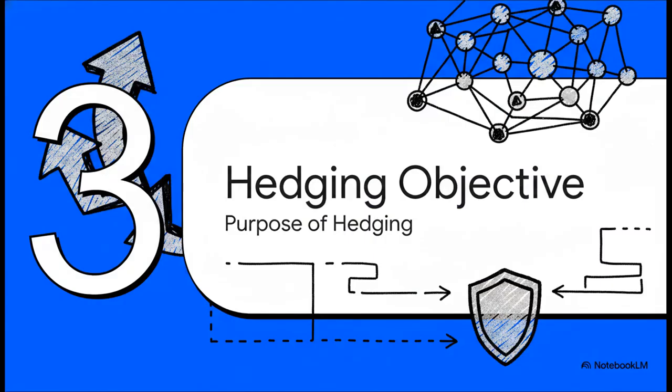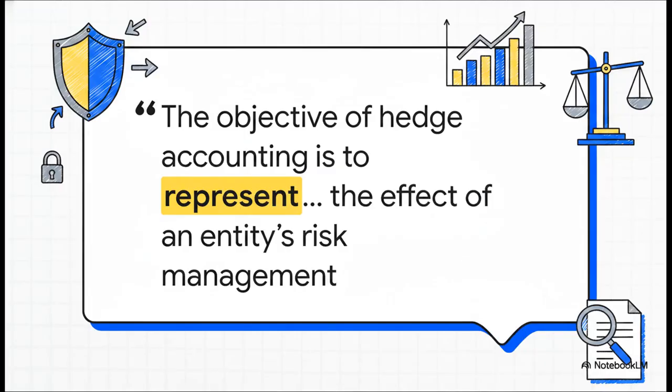Moving right along to Section 3, the objective of hedging. So without those strict numbers, how on earth do you justify a 75% or 130% effectiveness? Well, Ind AS 109 is surprisingly liberal here. Paragraph 6.1.1 flat out states that the overarching objective of hedge accounting is to represent your entity's actual risk management activities in your financial statements. It's all about transparency.